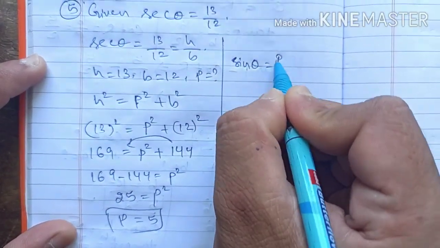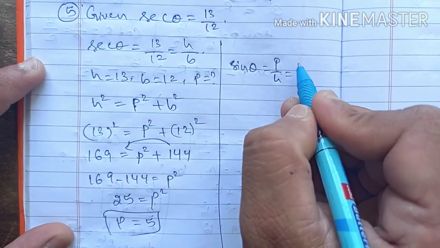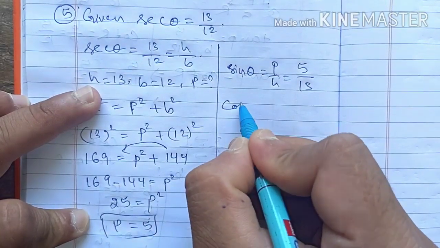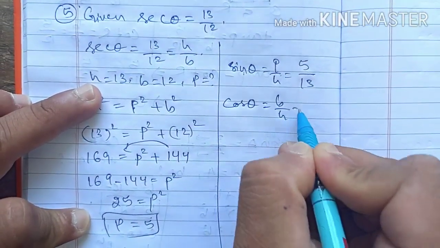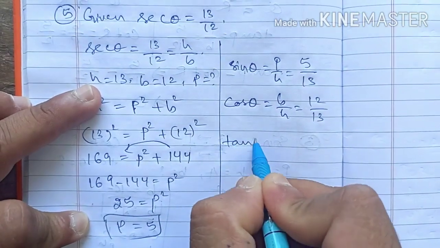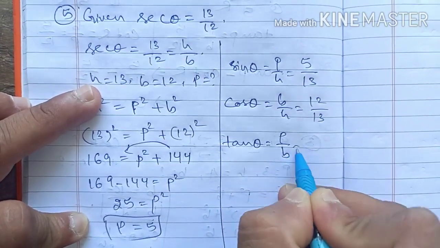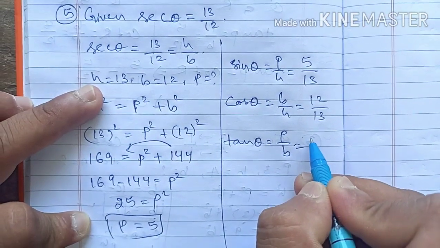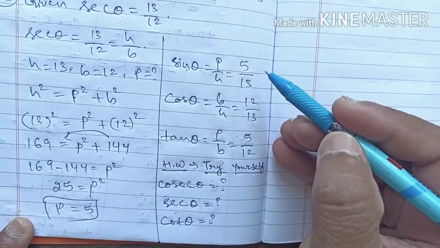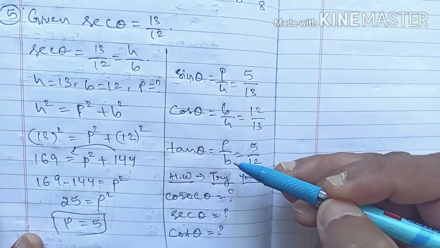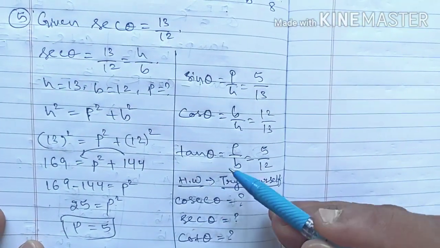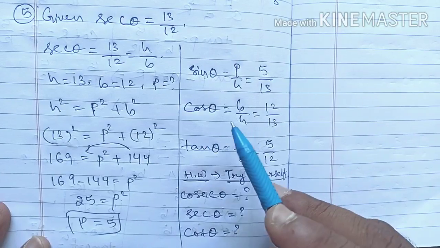Sin theta equals P by H. P we got 5, H we have 13. Cos theta equals B by H. B we have 12, H equals 13. Tan theta equals P by B. P equals 5, B equals 12. So in this way we will get the values of sin theta, cos theta and tan theta. These are 3 more values which we have to find out. You just try by yourself so that you will be able to understand how to get all the trigonometric ratios.